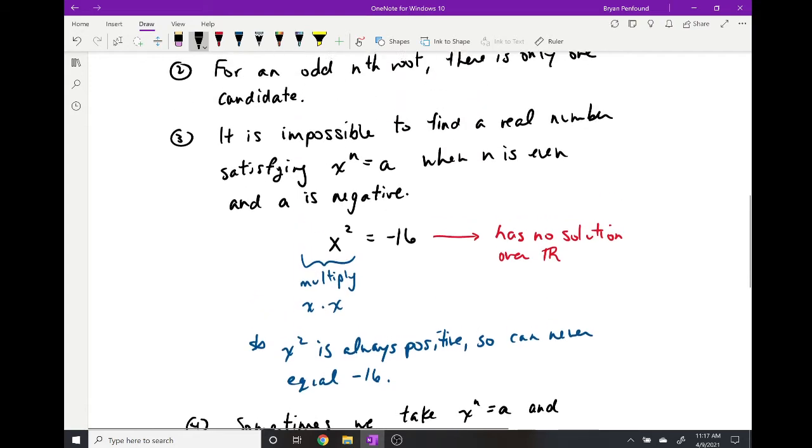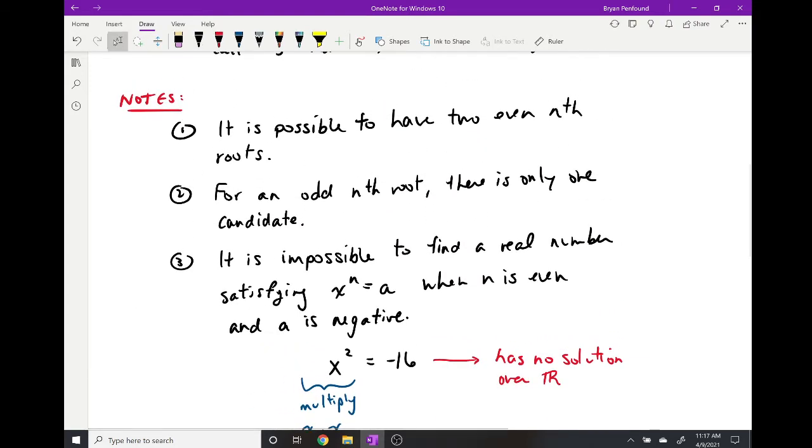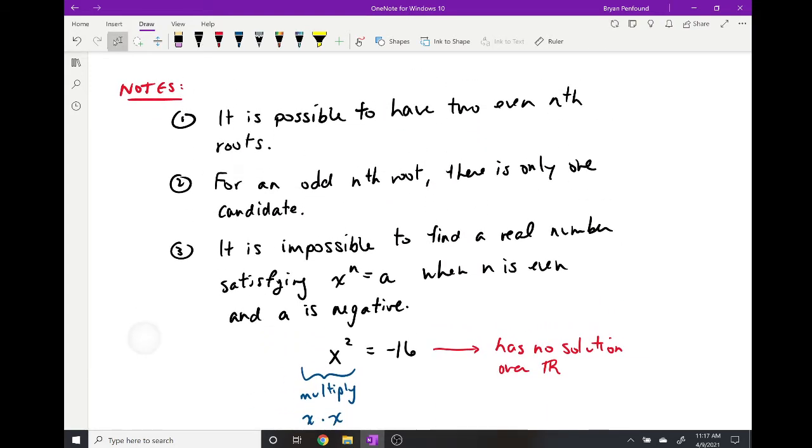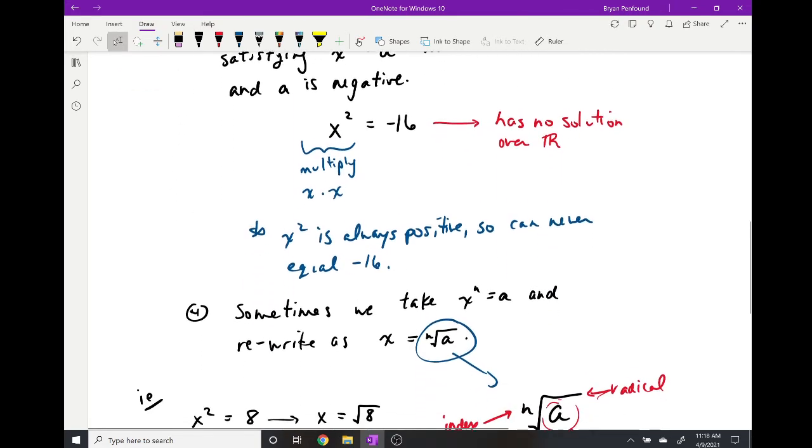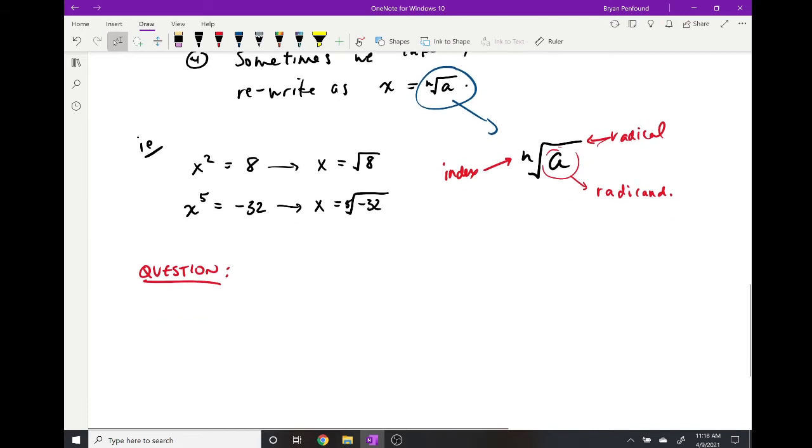Now, when we were looking at, let's say, note number 1, it says it's possible to have two even style nth roots. So the question is, if I go to evaluate this on the calculator, it's probably going to give back one of those roots. The calculator doesn't really have the capacity to give back both.